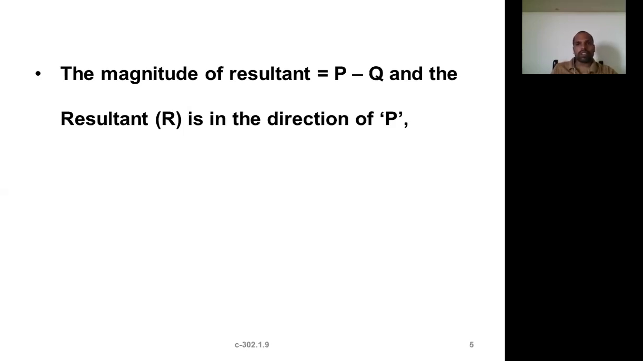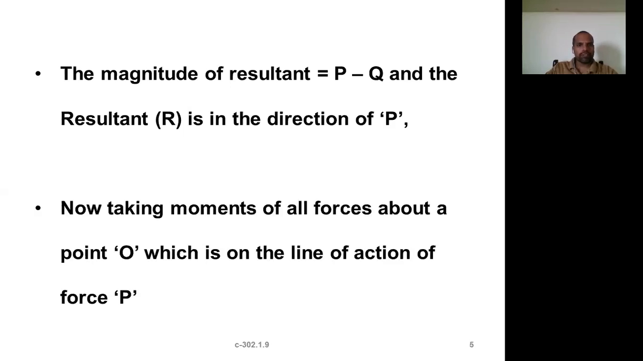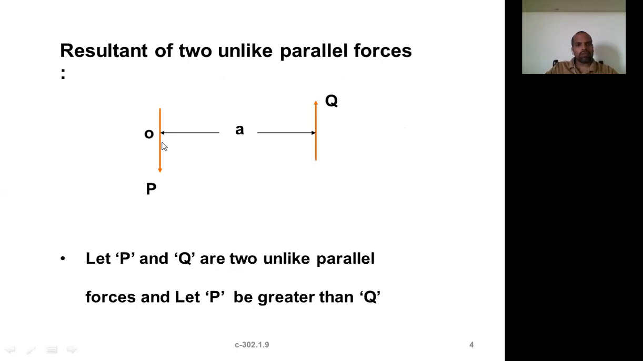But what is the line of action? Where will the line of action of that resultant be? Let us see how to find the resultant force and the line of action of the resultant force. Now taking moments of all forces about the point O, which is on the line of action of the force P, through which the force P passes, what are the different moments?